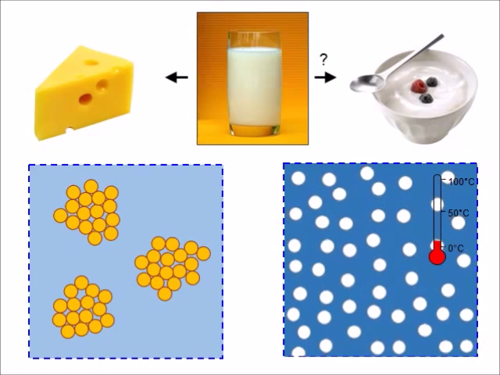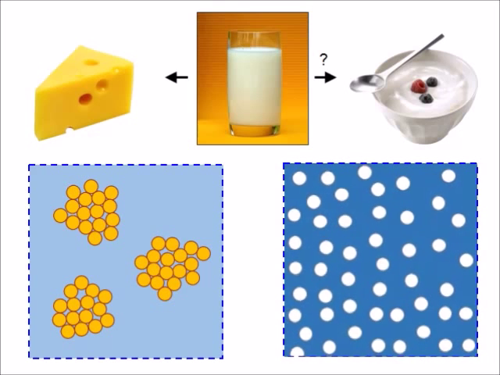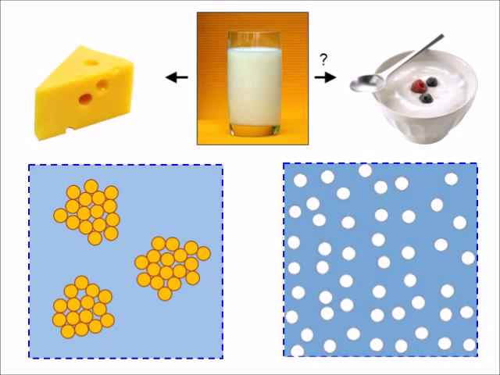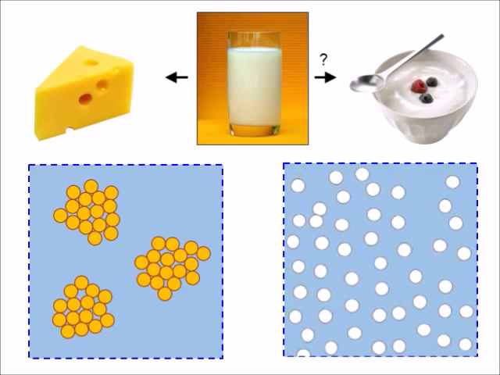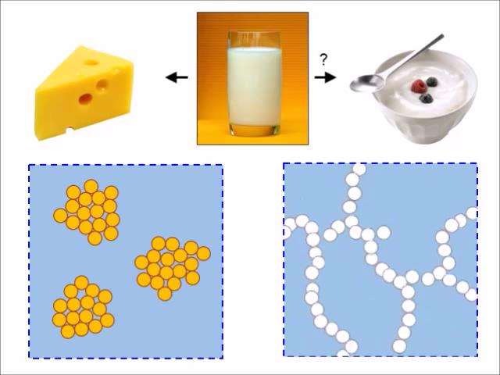Now we cool down the milk again and then do the same as before with the cheese. We decrease the pH value of the milk. The protein aggregates clump together again, but this time they build up a different structure. This time the structure is not dense as with the cheese. Instead, it forms a branched network of protein clumps which we call a gel.